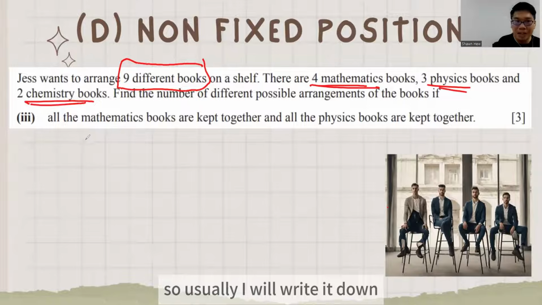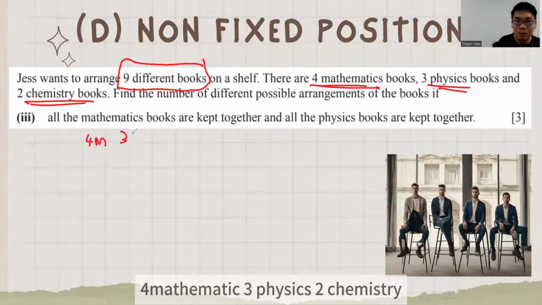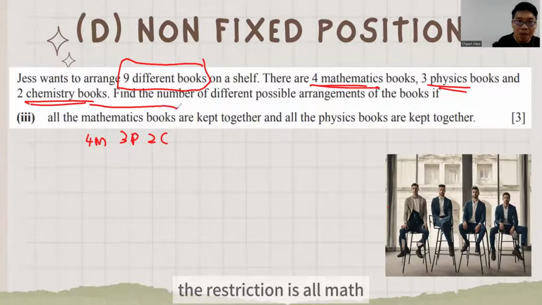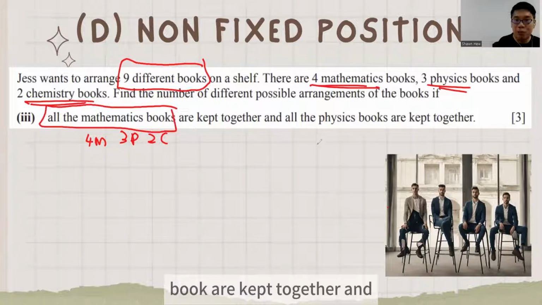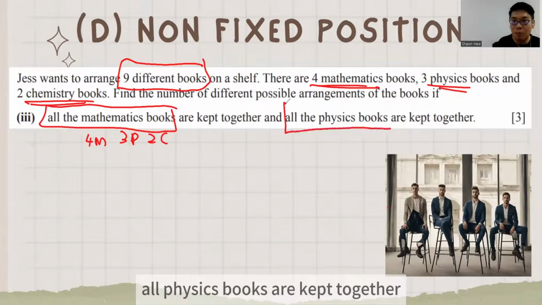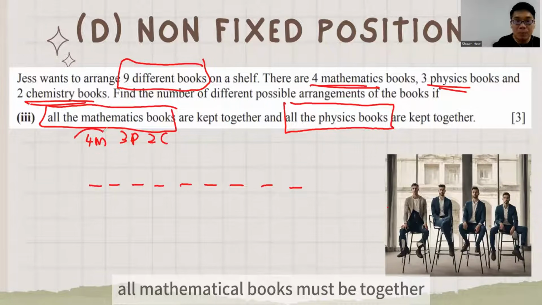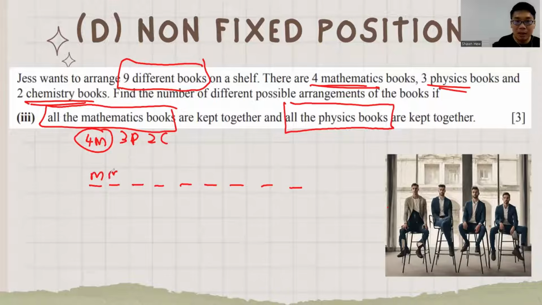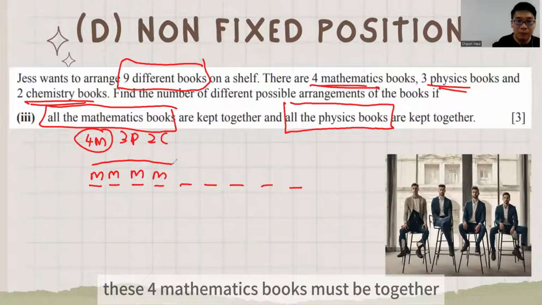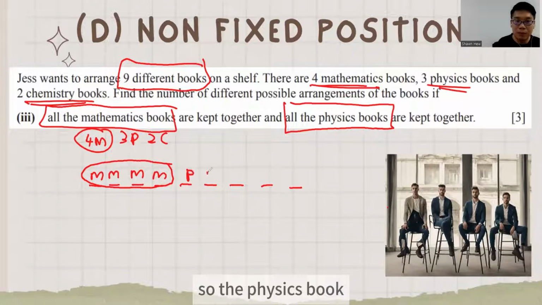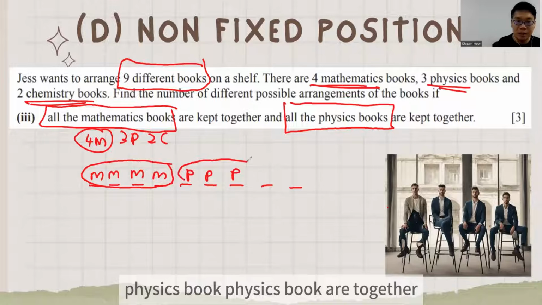So usually I will write it down: 4 mathematics, 3 physics, 2 chemistry. The restriction is all maths books are kept together and all physics books are kept together. So all mathematics books must be together, meaning these 4 mathematics books must be together. And then it says all physics books are together also. So the physics books are together.